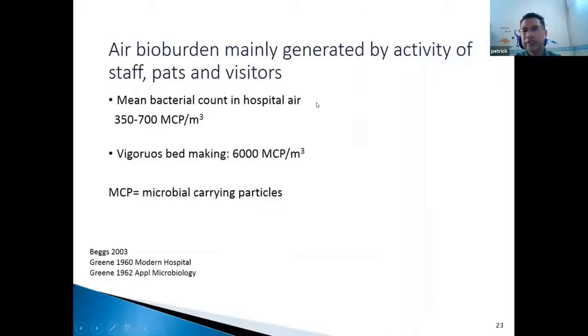Even simple things like changing bed mattresses. See these patients, this is the mean bacterial count in the hospital air, and after vigorous bed making, changing of the bed, you can see the bacterial count increase very high. The microbial carrying particles, just from simple things like that.